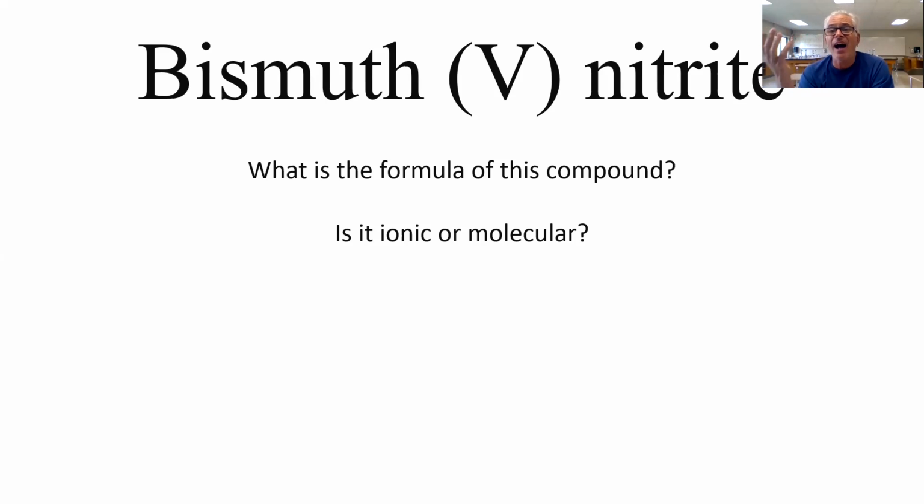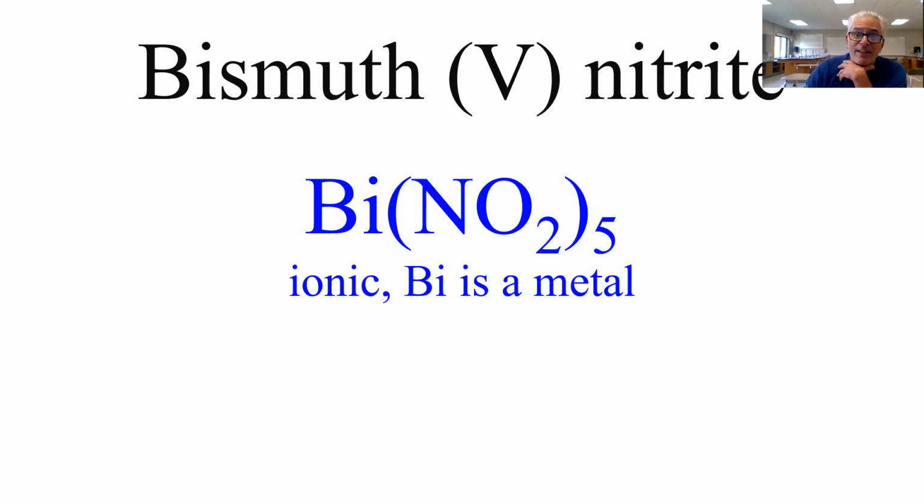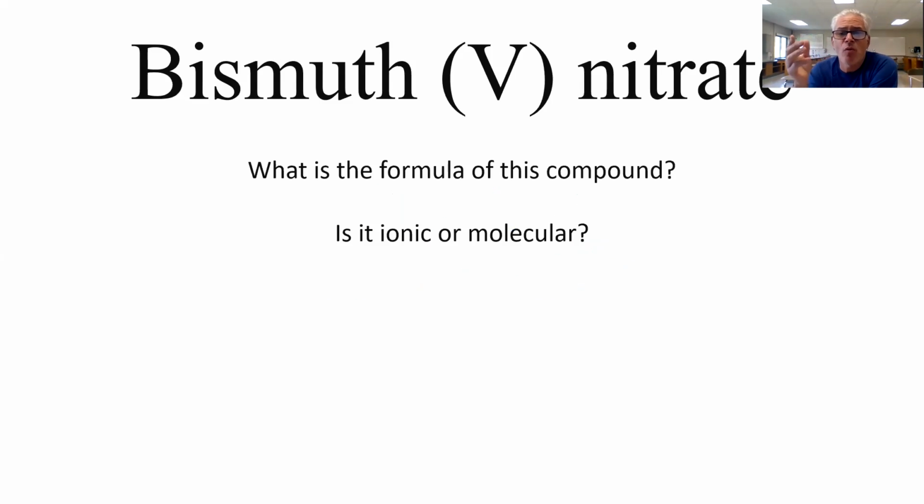So if you've got a +5 and a -1, you crisscross: you're going to need 1 bismuth and 5 nitrites, which means you need parentheses. Bi(NO2)5. That's a pretty big thing. Bismuth nitrite. No Roman numeral needed in the formula. Roman numeral in the name. Never put a Roman numeral in a formula. Never.